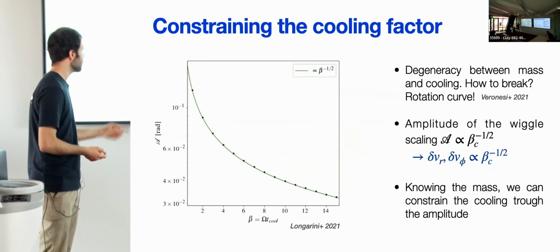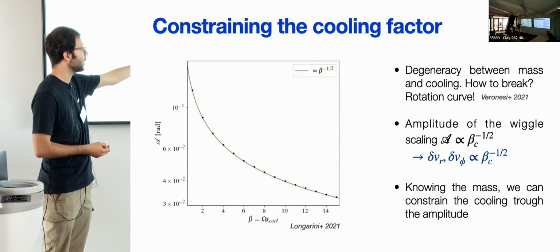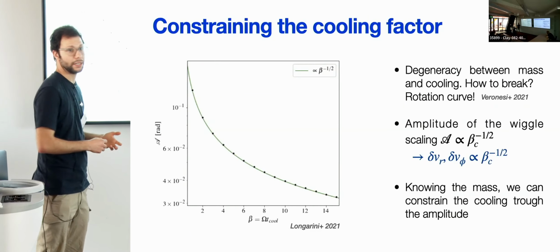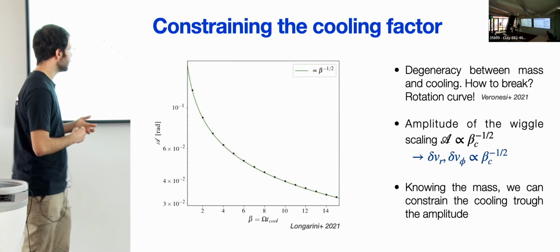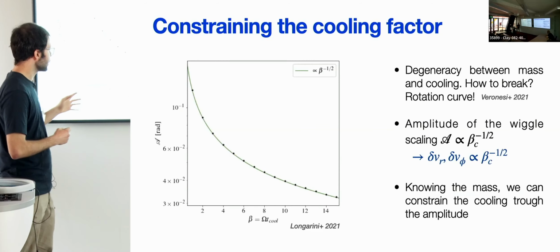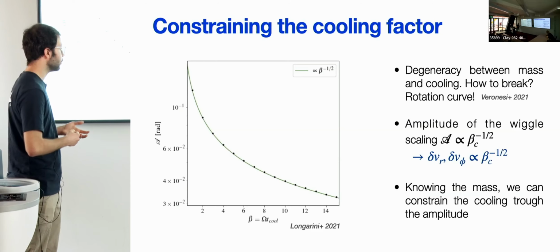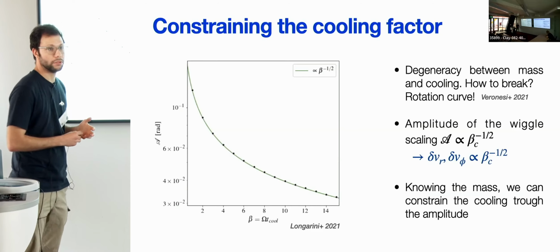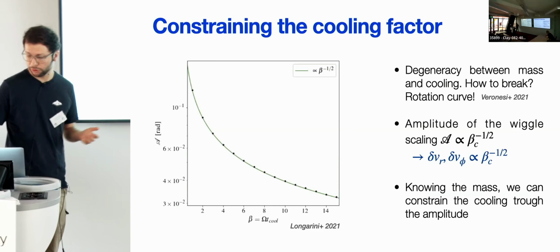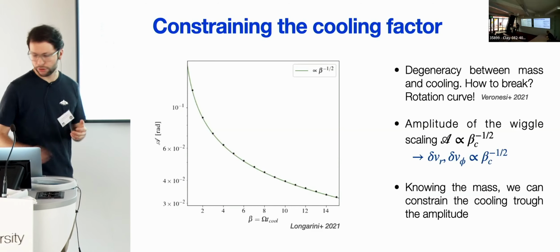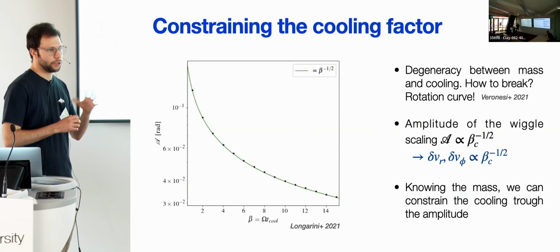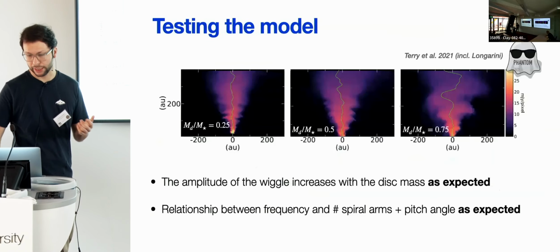And when we fix the disk mass, the amplitude of the wiggle scales as beta to the power minus 1.5, as expected from the linear theory. So if we know the disk mass and we observe a GI wiggle, we can, in principle, constrain the cooling factor. But before doing that, we want to be sure that our linear theory is valid. And so we compared the theory with numerical simulations.